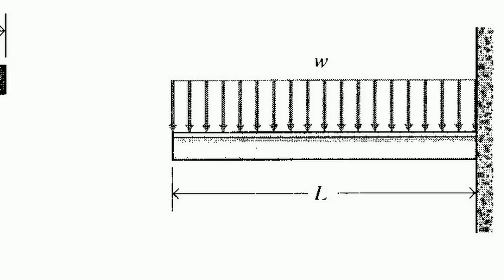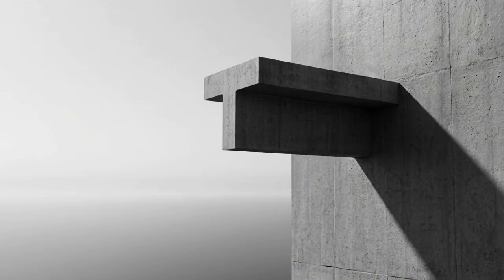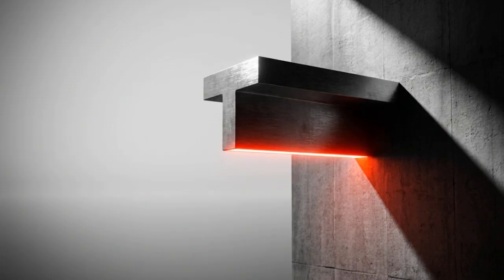Now consider this T-beam functioning as a cantilever. It is anchored solidly to a wall on the right and supports a uniform downward load across its entire length. Based on this physical setup, where along the beam is the bending moment highest, and which edge is currently in compression?